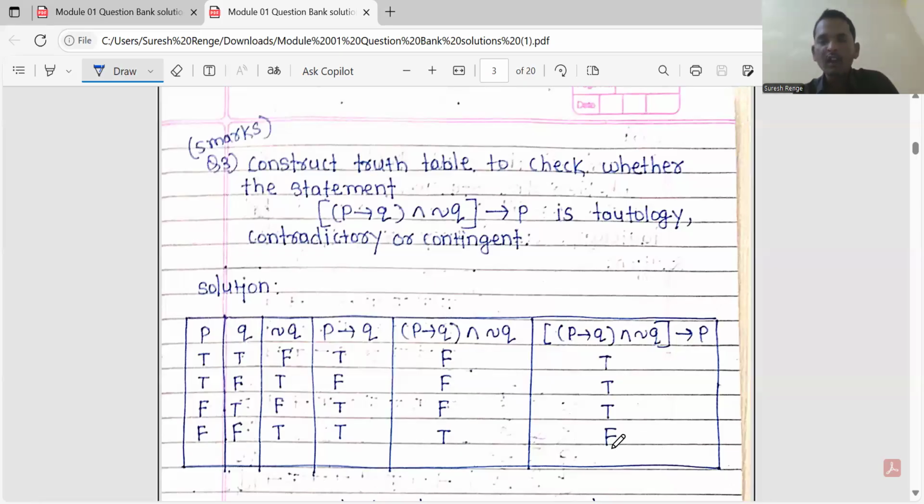Now we want to check whether the given statement is a contingent, tautology, or contradiction.